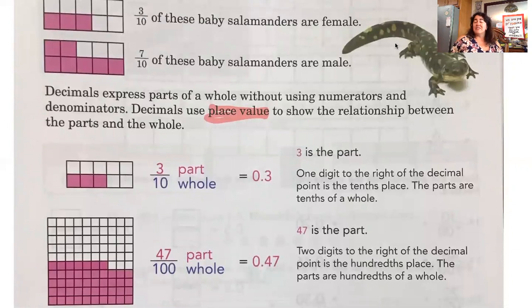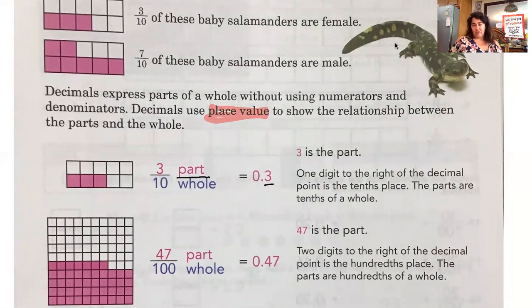parts. Now friends, this is just like what we did yesterday. So let's take a look. And it says we have 3 is the part and 10 is the whole. And it's the same as showing 3/10, right? Or 0.3. One digit to the right of the decimal point is the tenths place, second graders. The parts are tenths of a whole.